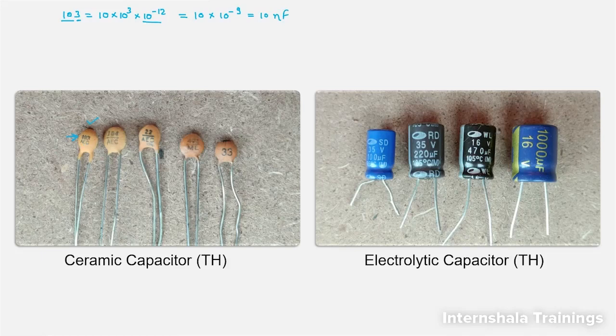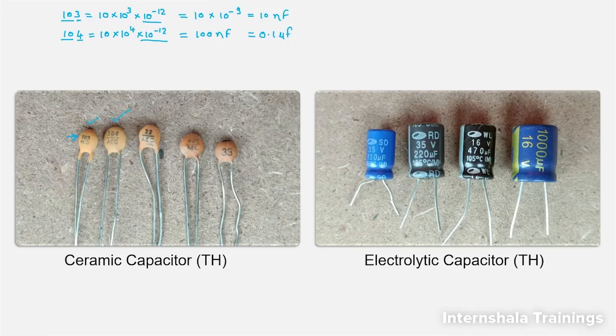After that, the next value is 104. I will do the same procedure. First of all, I consider the two digits, so it's 10, into 10 to the power, and this is going to be the multiplier, so 10 to the power 4. And after that, 10 to the power minus 12. As I told you, every time we have to multiply by 10 to the power minus 12, so you have to remember that. This gives us 100 nanofarad, or you can also write this as 0.1 microfarad.